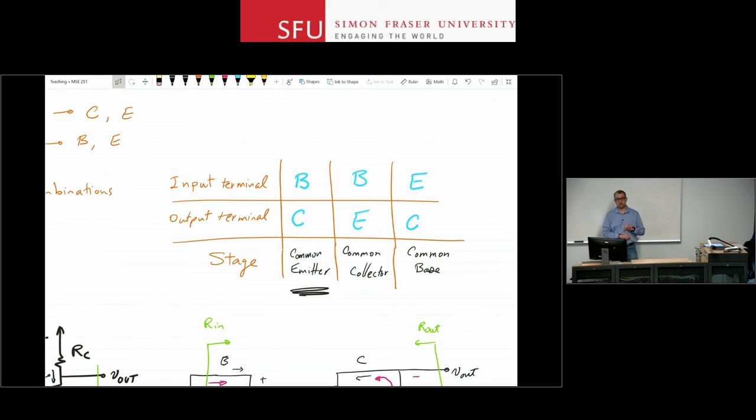After that, the discussion will be about biasing of the transistors, and that will conclude our discussion on transistor amplifiers.